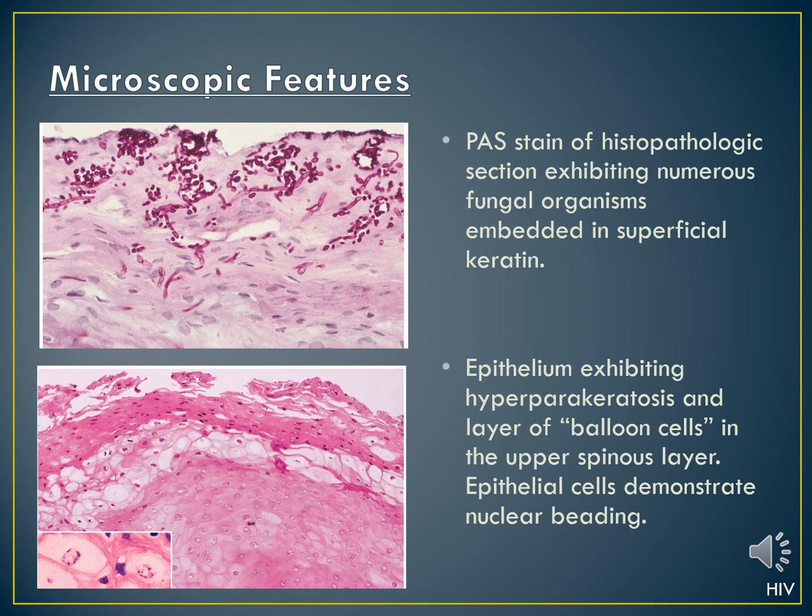The microscopic features of HIV can be seen by using the periodic acid Schiff stain. It is also known as PAS stain. By using this stain, we can see that there are numerous fungal organisms embedded in the superficial keratin, and oral epithelium exhibiting hyperparakeratosis and a layer of balloon cells in the upper spinous layer can be seen. The epithelial cells also demonstrate nuclear beading, which can be seen in the picture below.